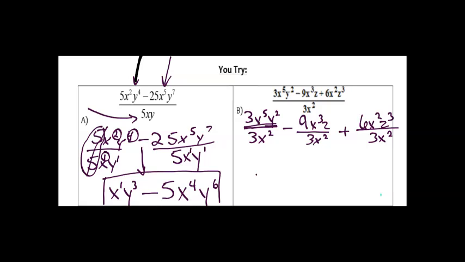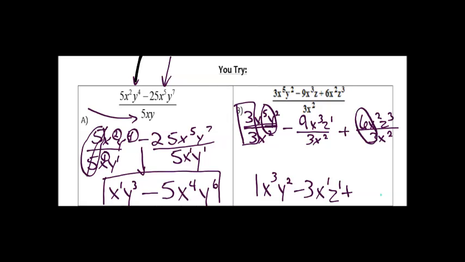That turns into 1x to the 3rd y squared. Nothing changed the y. All I did was divide my coefficients and subtract the exponents. Again, divide the coefficients, that's negative 3. Subtract the exponents, that leaves me with x to the 1st, and nothing touched that z to the 1st. I'm going to write that still as z to the 1st. One more time, dividing the coefficients and subtracting the exponents.